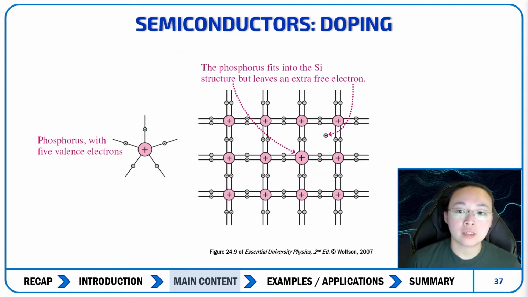So taking a look at phosphorus, this is the structure of phosphorus with 5 valence electrons. So over here, the phosphorus can fit into a silicon structure, but is going to leave an extra free electron over here. And because of that extra free electron, you can alter the conductivity of the material whenever you introduce an electric field.